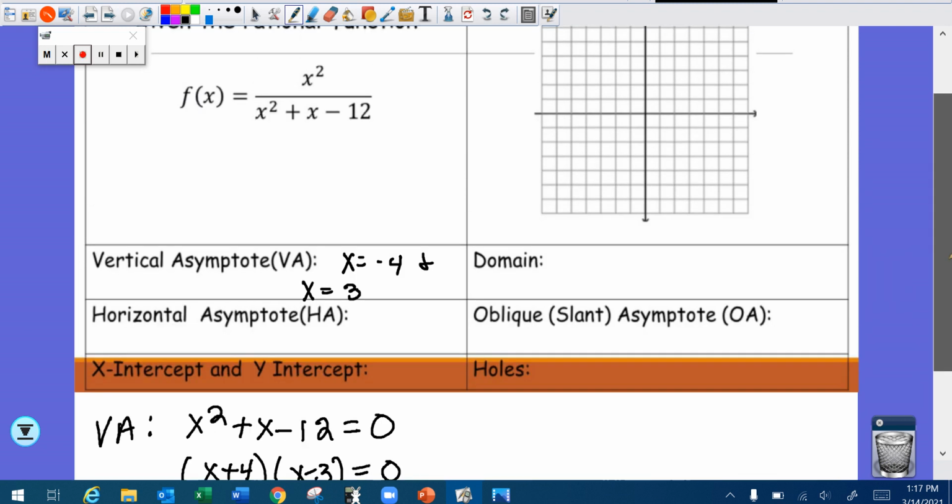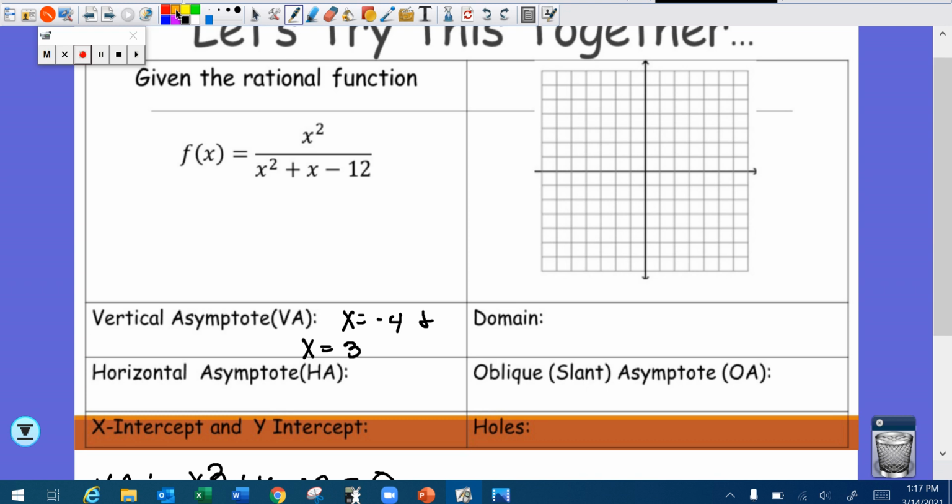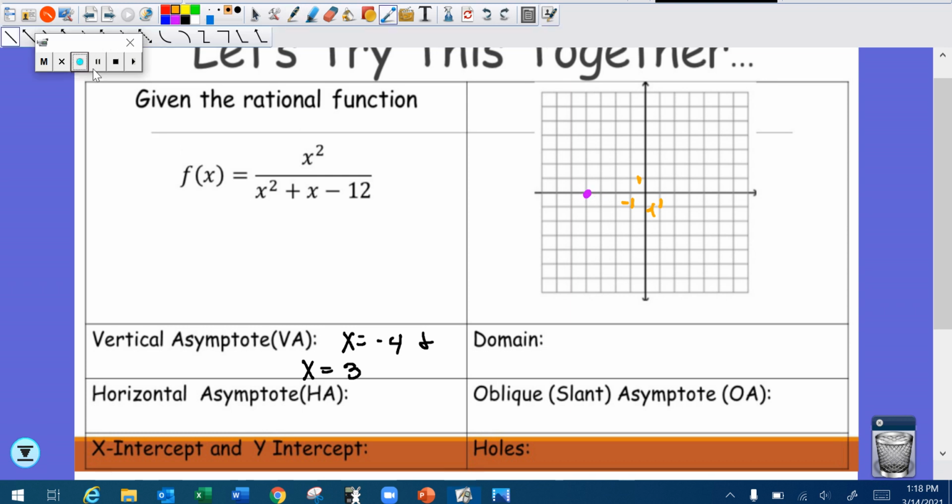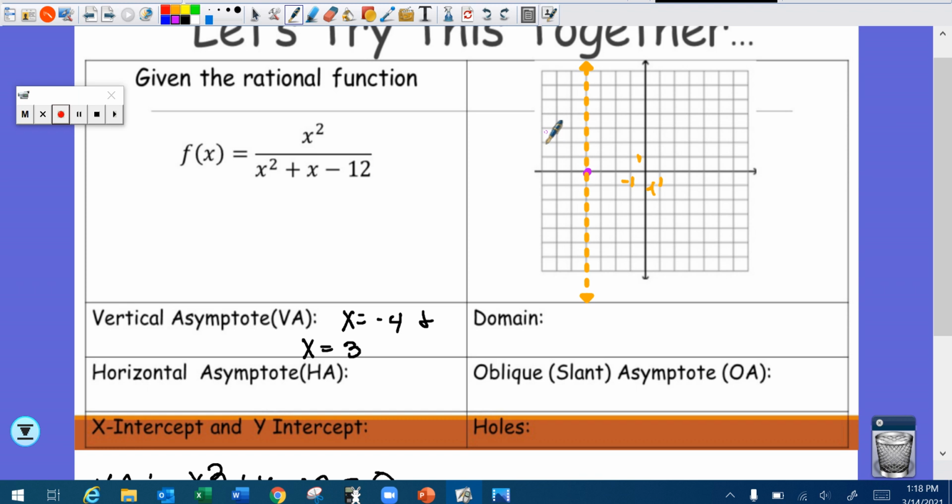So here I'm going to go ahead and identify them on my graph. And I'm going to put 1 here, so whoever is reading my graph knows that I'm going by ones on my scales. So I'm going to go to -4 on the x-axis. 1, 2, 3, 4. That's -4. And then I'm going to go ahead and draw my vertical asymptote through there and say this is my vertical asymptote at x equals -4.